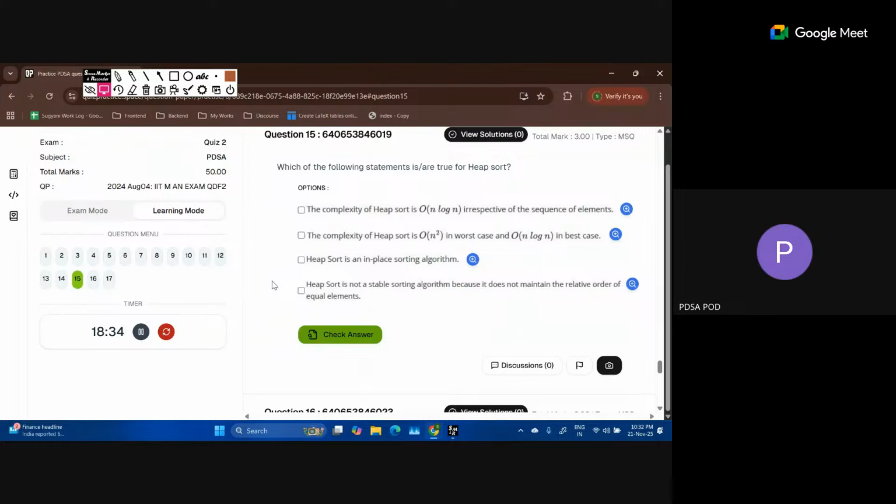Tell me. Complexity of heap sort is order of n squared in worst case and n log n in best case. It's not theory. Just go to heap sort. I'm not going to teach you how the complexity comes at 10:30 at night. So complexity of heap sort is n squared in worst case and n log n in best case.